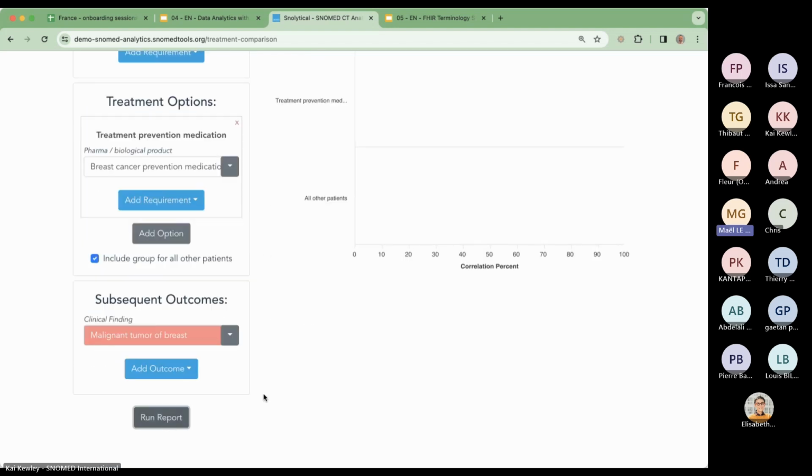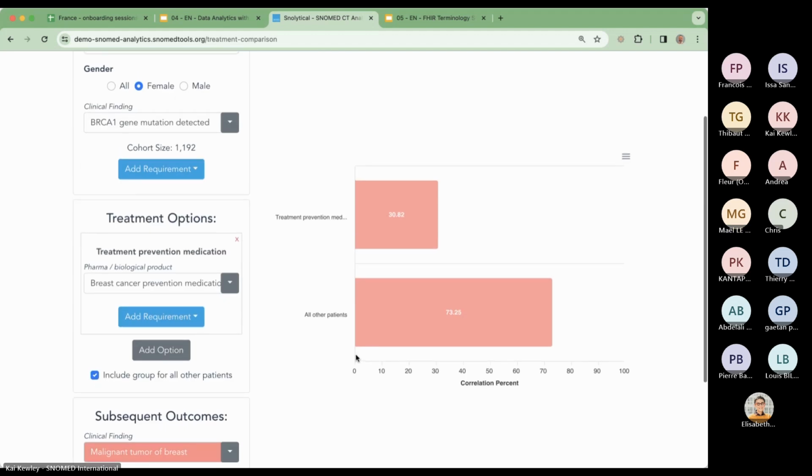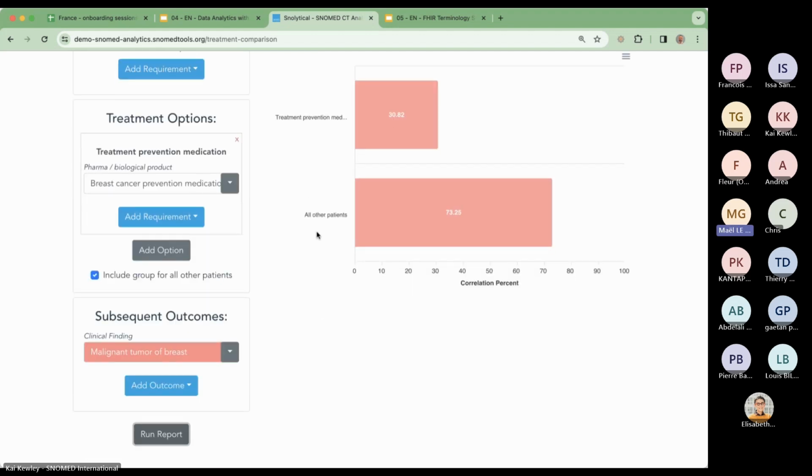And we can run the report again. And we see that the correlation for patients in this group who are taking the preventive medicine is less, it's 30%. And we can see that that's had the effect that the patients not taking the medicine, because they're not in this group, have gotten a much stronger correlation that's shot up to around 73%.